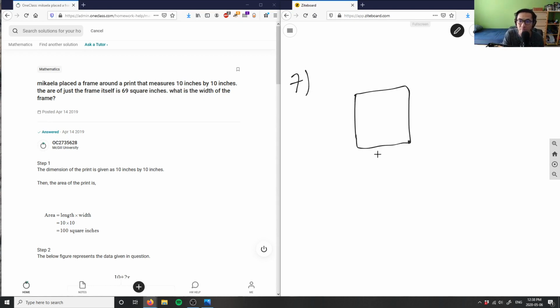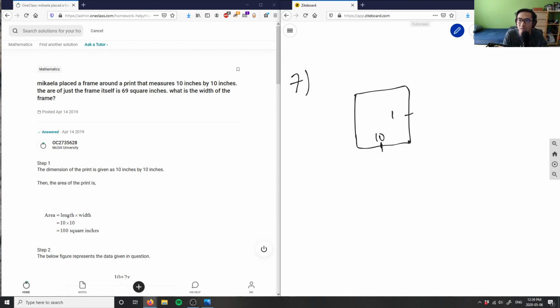I know the area of the print measures 10 by 10. So this here is 10 by 10. Or actually, let me write this inside. It says 10 by 10, and then I'm putting a frame around the print, right? And the area of just the frame itself is 69 square inches. Okay. Let me do this in another color actually. Then this here is the frame around the print, right?